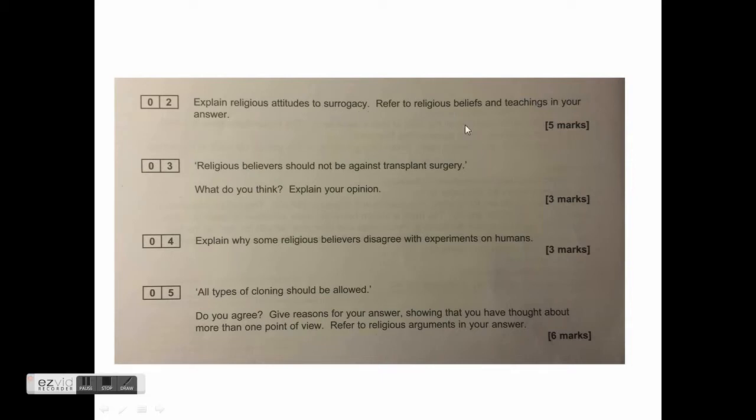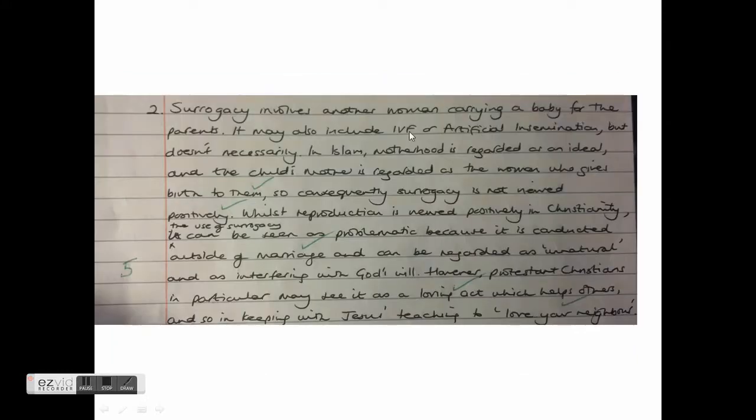So let's see what Miss put. She actually defines surrogacy in the first line. You don't need to do that, but it doesn't hurt to just say what it is. It might get you thinking about it. So anyway, surrogacy involves another woman carrying a baby for the parents. It may also include IVF or artificial insemination, but doesn't necessarily.